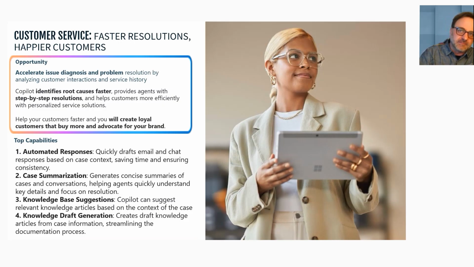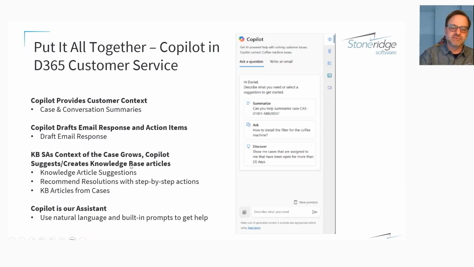Copilot is your expert. It can memorize your products, your manuals, the history of your product issues and your resolutions. Copilot can get to the root cause of a problem faster and allow your agents to be more productive and solve more cases faster. So some of the key capabilities embedded into Dynamics 365 for customer service are automated responses, similar to marketing and sales, case summarization, similar to opportunity summarization, knowledge-based suggestions, and drafting knowledge-based articles. So let's put this all together and talk about some use cases.